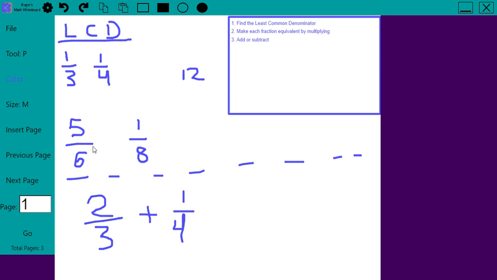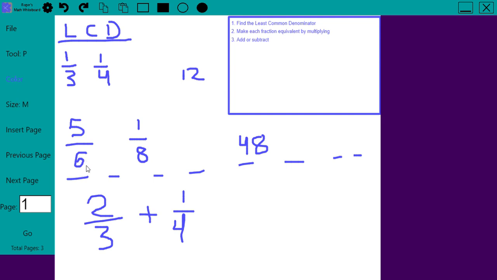Alright, let's go to 1/6 and 1/8. So the first thing I'm going to do is multiply my denominators. So 6 times 8 gives me 48, right? So I know my least common denominator is going to be 48 or less than 48. Alright, now I'm just going to run through the multiples.